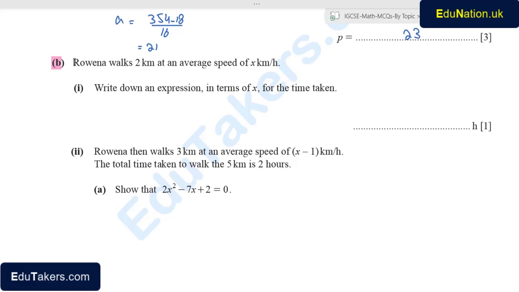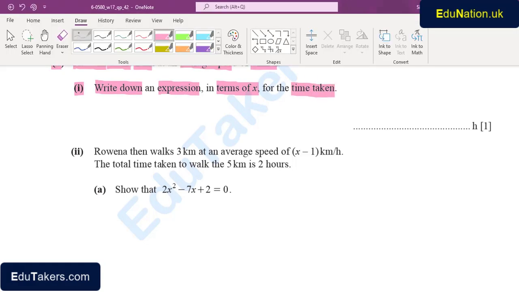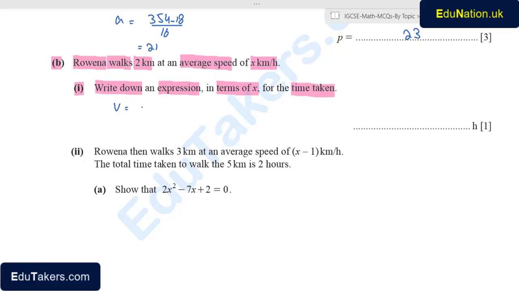Part B. Rowena walks 2 km at an average speed of x km per hour. Part 1: write down an expression in terms of x for the time taken. Speed is equal to distance over time, and from this, time will be equal to distance over speed. So time equals distance, which is 2 kilometers, over speed, which is x kilometers per hour. So 2 over x.